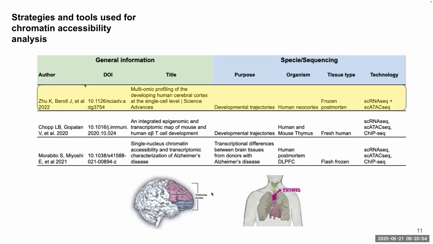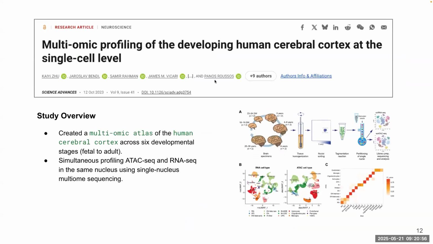Okay, so as I said, I will start presenting more details of the first one, and then at the end, I'm going to compare the tools with the second and third article. Just to give you context, the first article presents the multi-ome profiling of developing human cerebral cortex at single cell level. What these authors want to create is a multi-omic atlas of the human cerebral cortex across 6 developmental stages. I'm not going to speak about the biology, but about the tools used in this article.